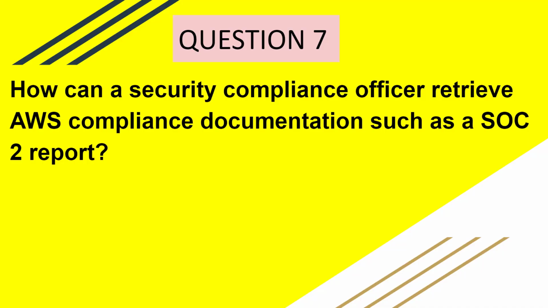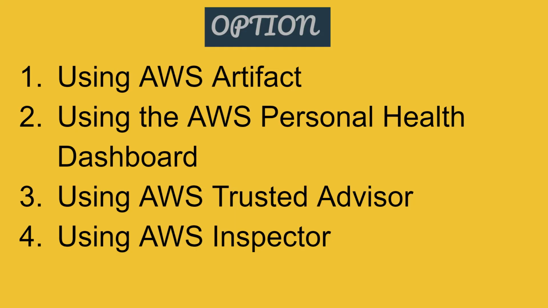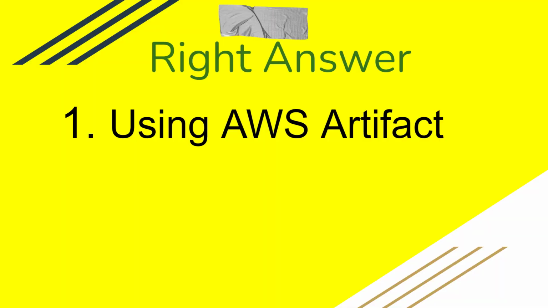Question 7. How can a security compliance officer retrieve AWS compliance documentation such as a SOC 2 report? Option 1. Using AWS Artifact. 2. Using the AWS Personal Health Dashboard. 3. Using AWS Trusted Advisor. 4. Using AWS Inspector. Right answer is 1.